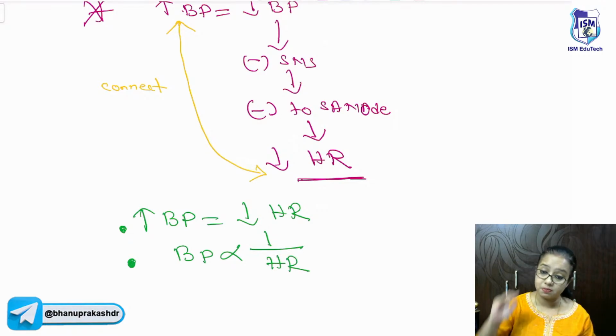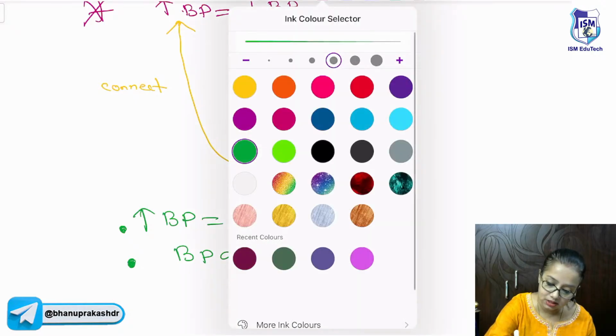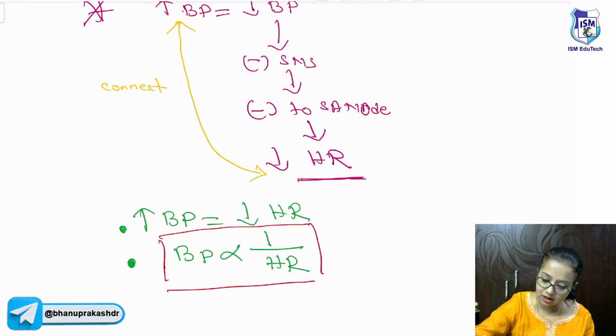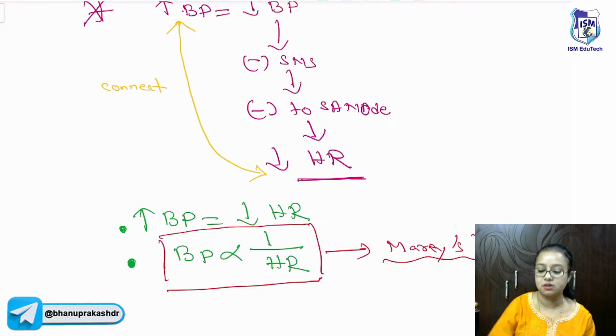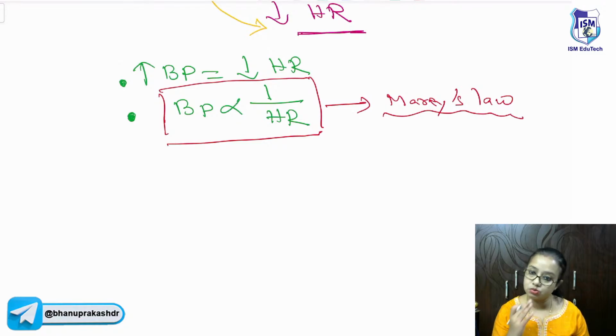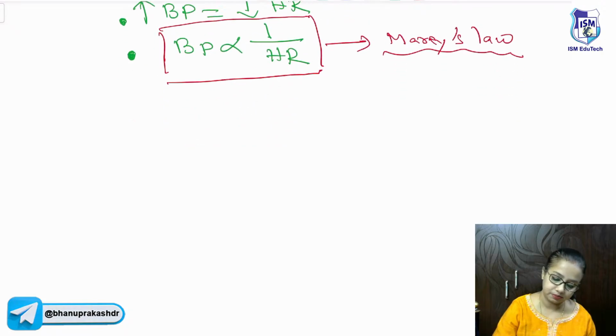So, if the blood pressure is more, the heart rate will be less. This is what we can write. Now, this whole thing is called Marey's law. So, whenever there is an increase in the blood pressure, Marey's law comes to work. This is the short-term regulation of the blood pressure.